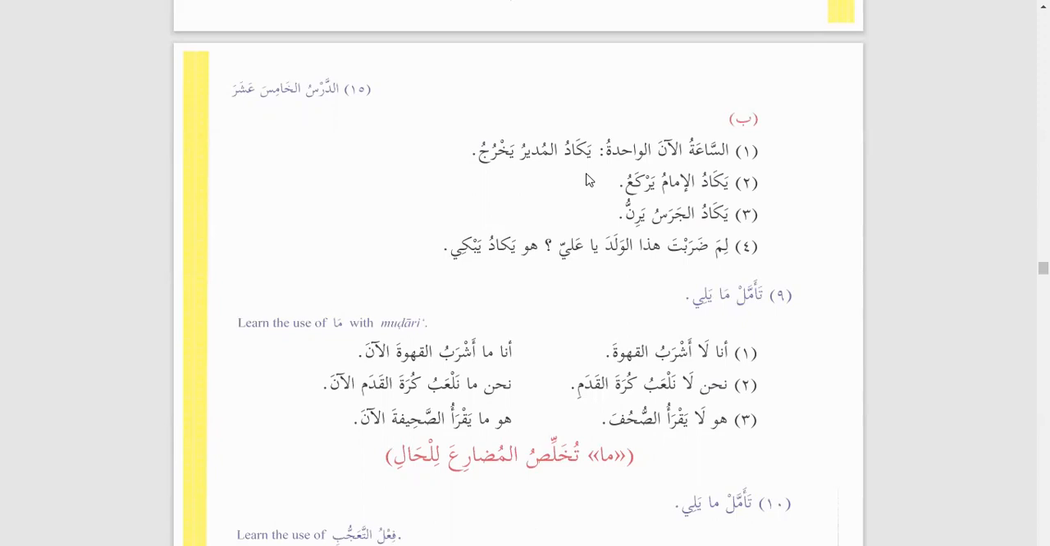The time right now is 1. يكاد المدير يخرج. The manager is about to leave. Excellent. Now it will be translated as is about to leave. الساعة الآن الواحدة. It's 1 o'clock now. يكاد المدير يخرج. The manager is about to leave. Okay, next.